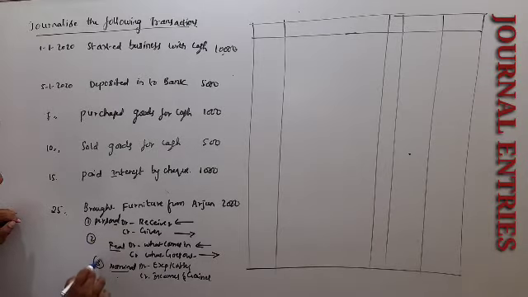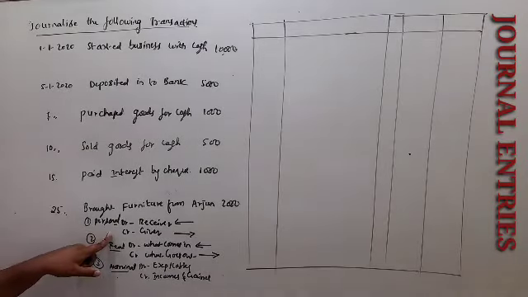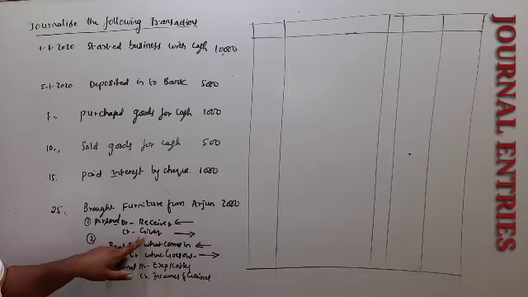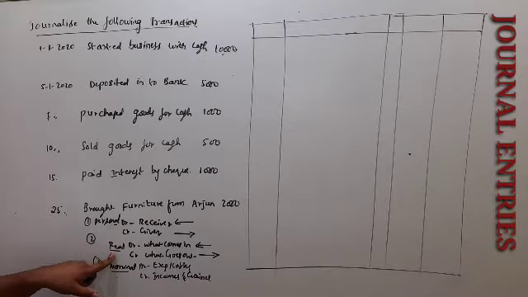Personal account is related to the names. The rule is debit the receiver, credit the giver. Real account is related to the assets, tangible assets and intangible assets. The rule is debit what comes in, credit what goes out. Next, nominal account: debit all the expenses and losses, and credit all the incomes and gains.